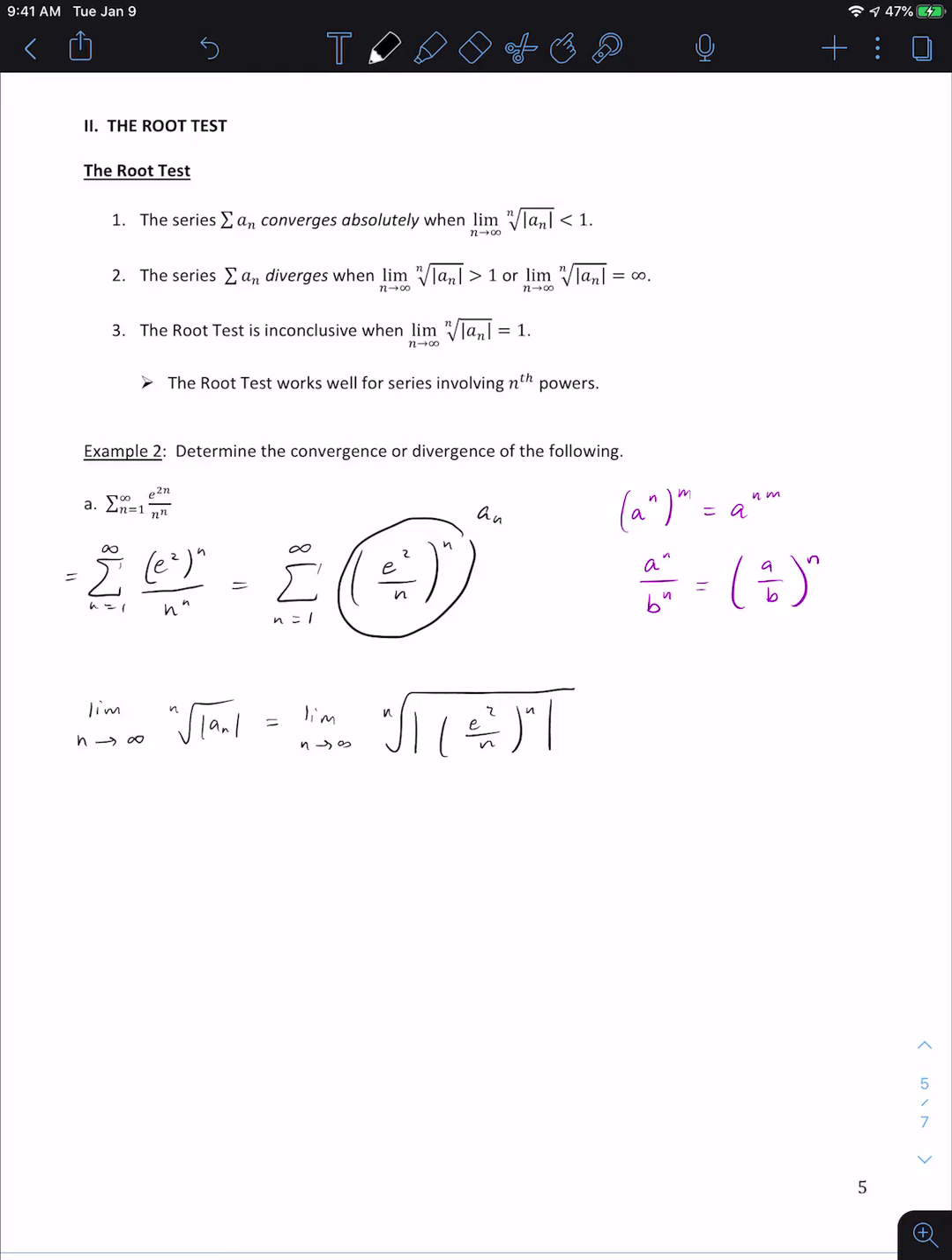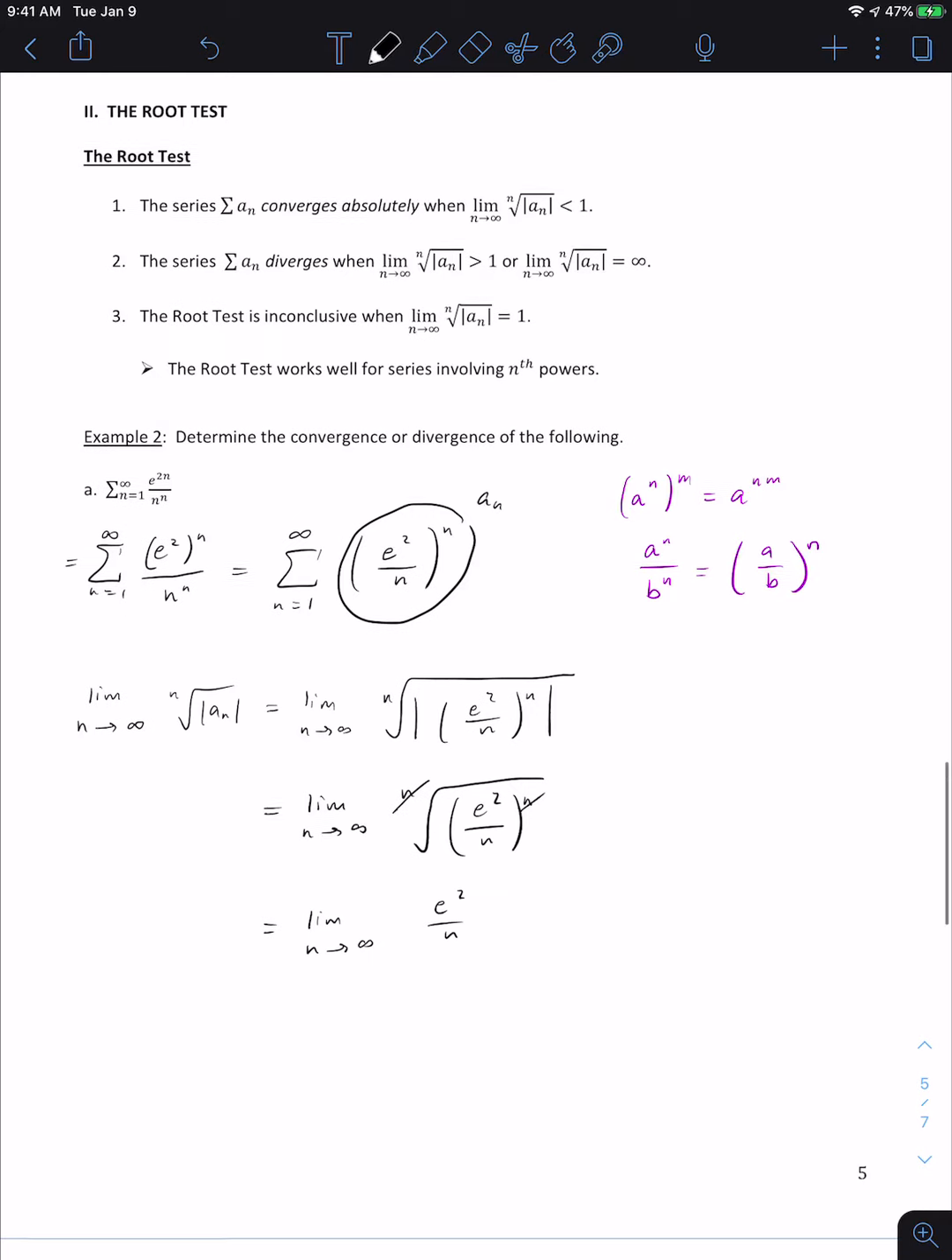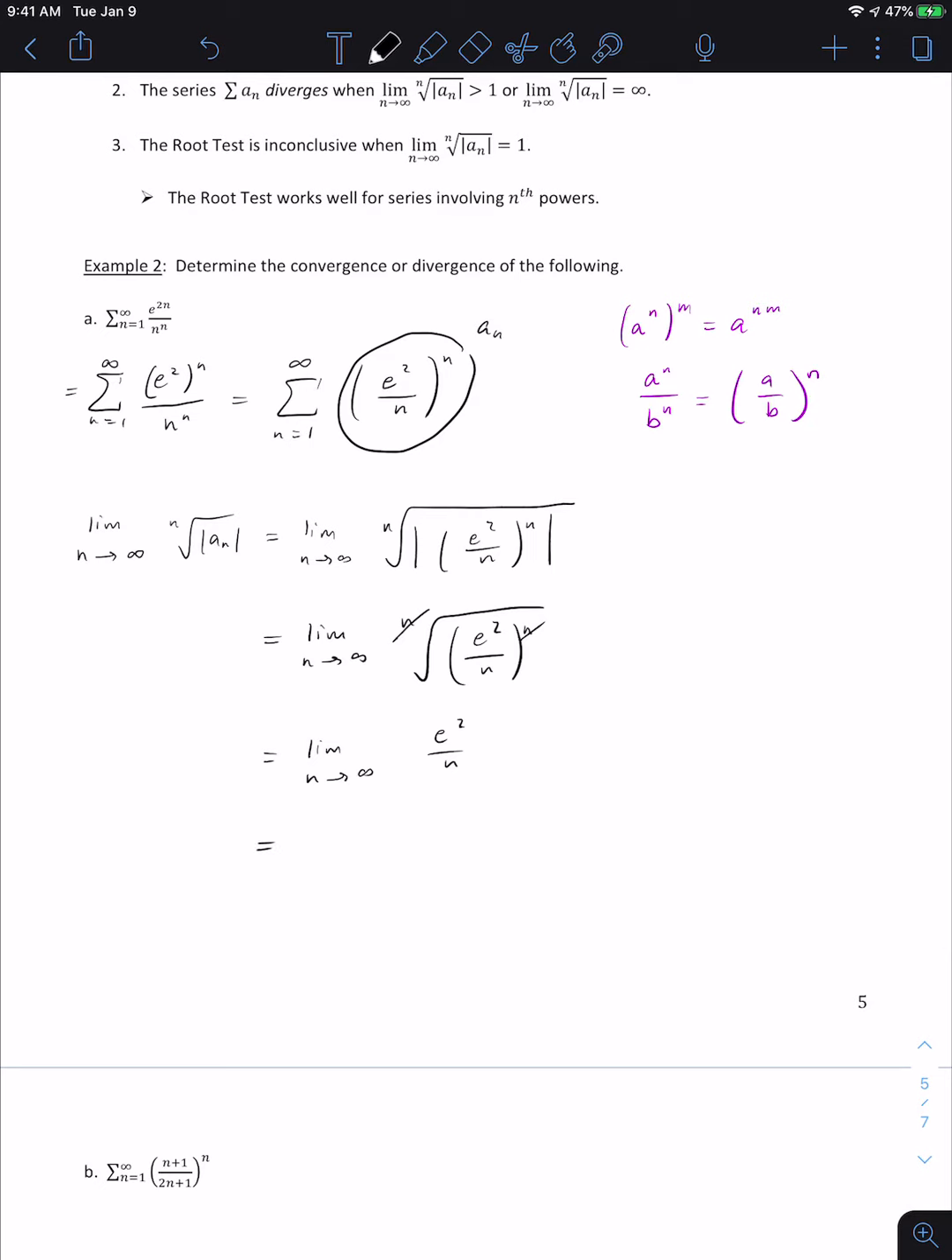First things first, the absolute value is redundant. So the limit as n goes to infinity of e squared over n to the nth power, and we're taking the nth root of that. When I take the nth root of the nth power, they cancel out. That's why this is really good for series that involve nth powers, because I'm always going to have the nth root canceling out with the nth power. So I get the limit as n goes to infinity of e squared over n. n is going to get really, really big in the denominator, so this limit is going to 0, because e squared is a constant. And 0 is less than 1.